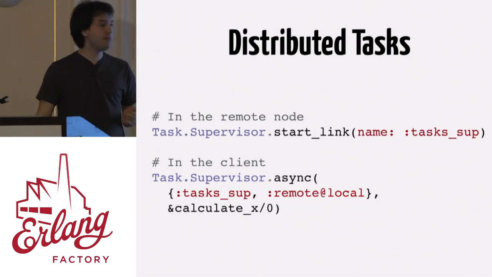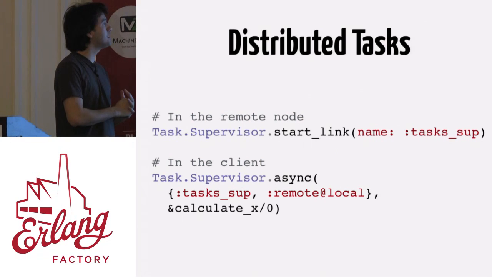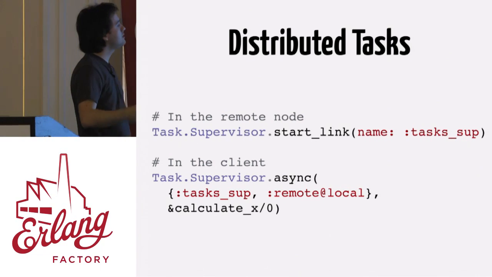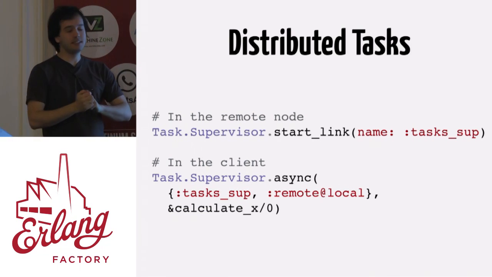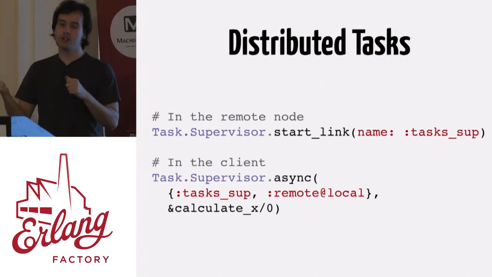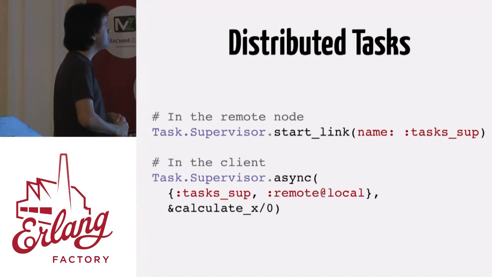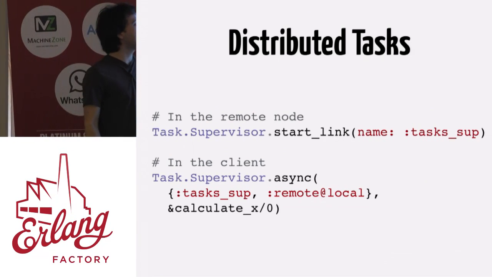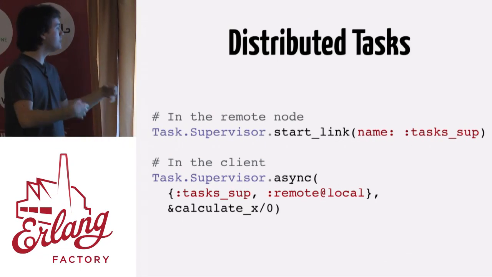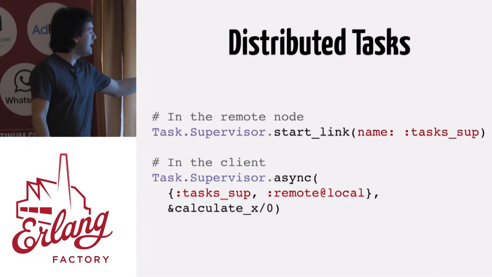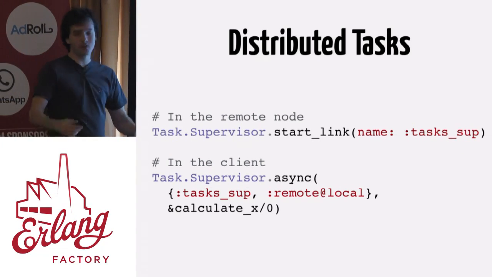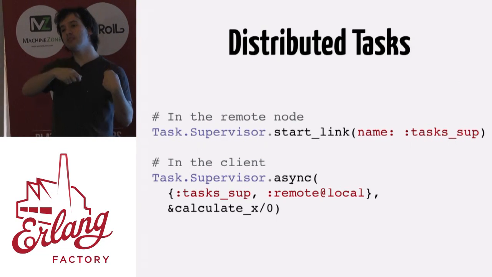Another pattern that came once we started to work more and more with tasks is distributed tasks. We ship with a task supervisor, and you can start this task supervisor anywhere you want in your application. So you say Task.Supervisor.start_link and give it a name. And then from another node, I can say Task.Supervisor.async and ask that task to be executed in the other node, and then I can read the result later.